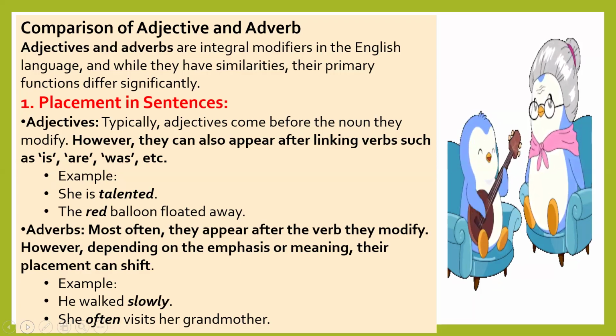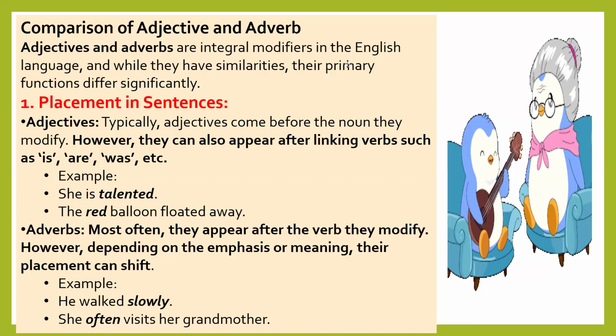Placement in sentences: adjectives. Let's look at how we place adjectives in our sentences. Adjectives typically, usually, but not always, come before the noun they modify. However, they can also appear after linking verbs such as is, are, was, etc. For example, she is talented, where talented is an adjective after the linking verb is. The red balloon floated away: balloon is a noun and red is an adjective.